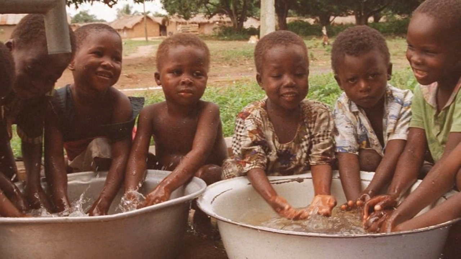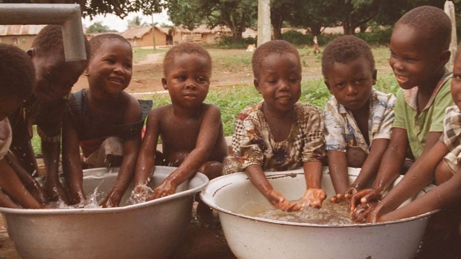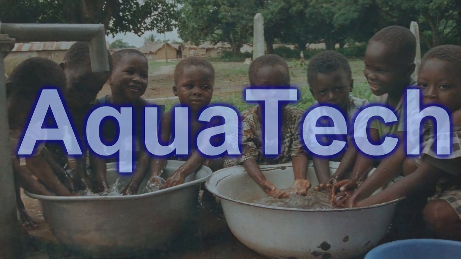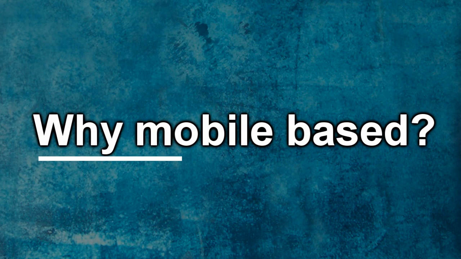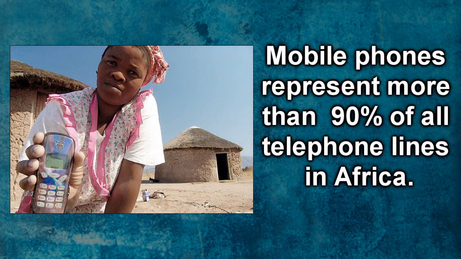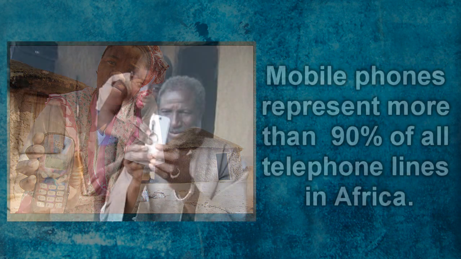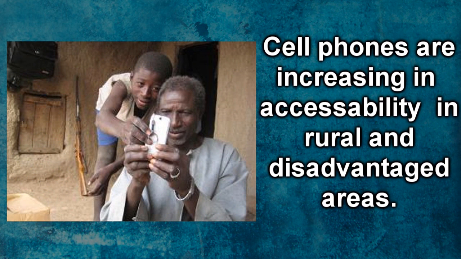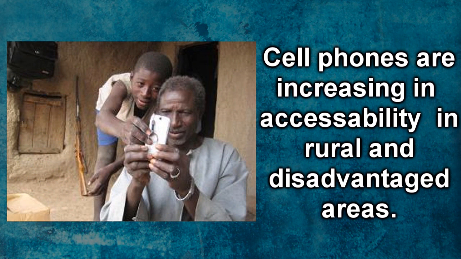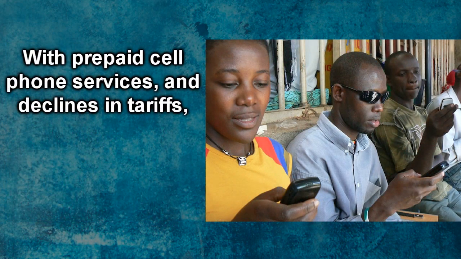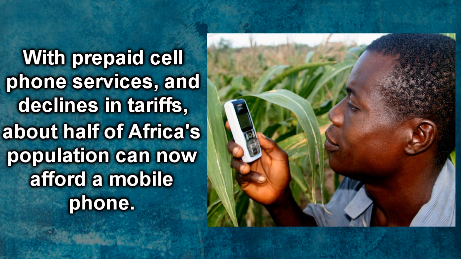In an effort to end water-related illness in Africa, Team AquaTech would like to provide a mobile technology-based application as a solution. Why a mobile application? Mobile phones represent more than 90% of all telephone lines in Africa. Cellular solutions are not only in major cities but are increasing in accessibility in rural and disadvantaged areas. With the introduction of prepaid cell phone services and a steady decline in tariffs, about half of Africa's population can now afford a mobile phone.